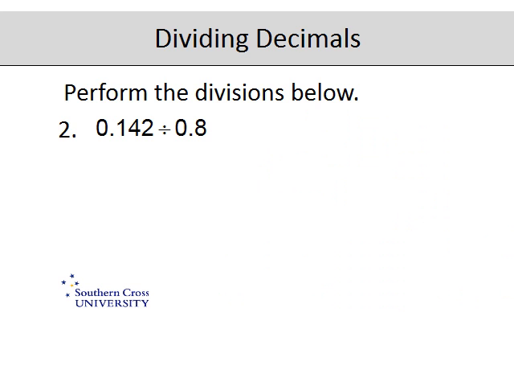In the next question, we're dividing by a decimal here, 0.8. That's very difficult to do, but if we find an equivalent expression, then we can do that. So if we make this 8, and we've got that by multiplying this by 10, so we need to multiply this by 10 as well, so we'll get 1.42. Okay, so this question is equivalent to our original one, and it will give us the same answer.